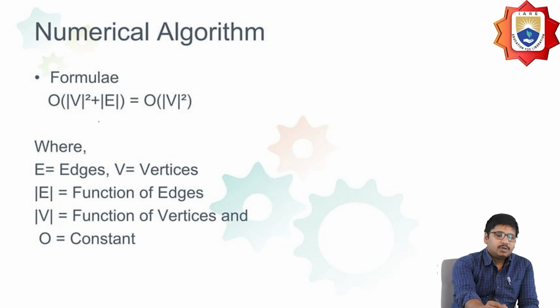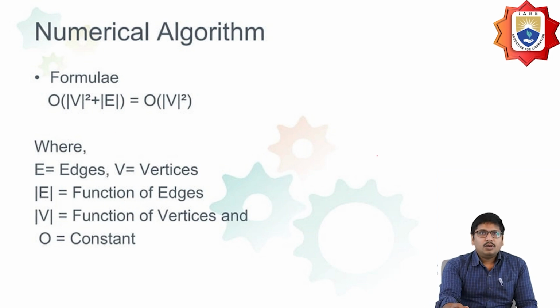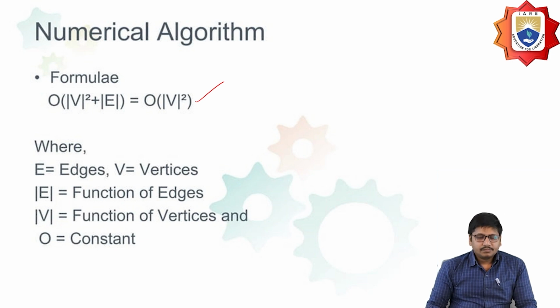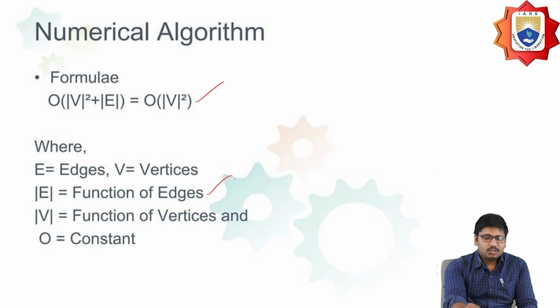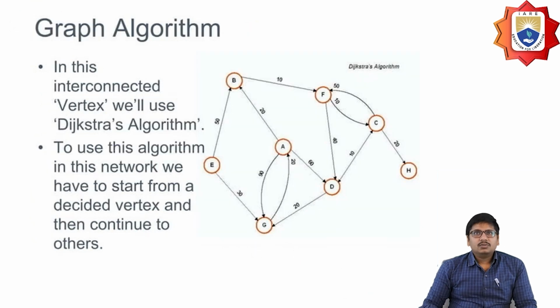The complexity formula is big O of mod V squared plus big O of E, and finally I get big O of V squared. Here E is the edges, V is the vertices, mod V is the function of vertices, and O is the constant. So we have a graph algorithm like this.